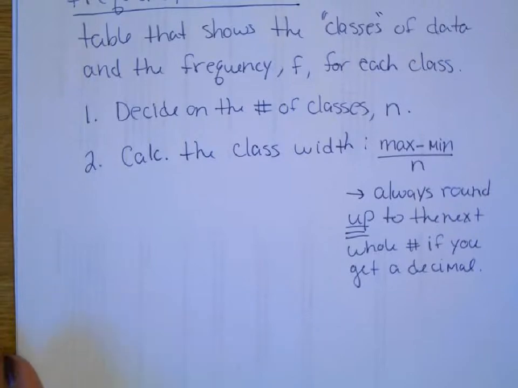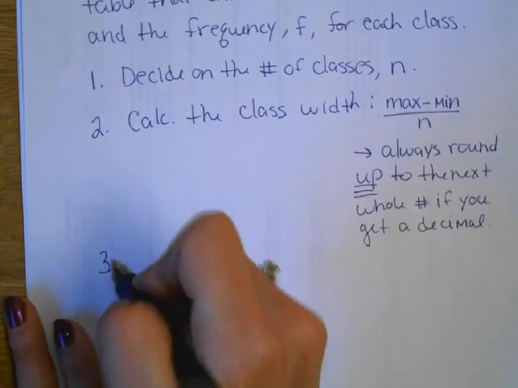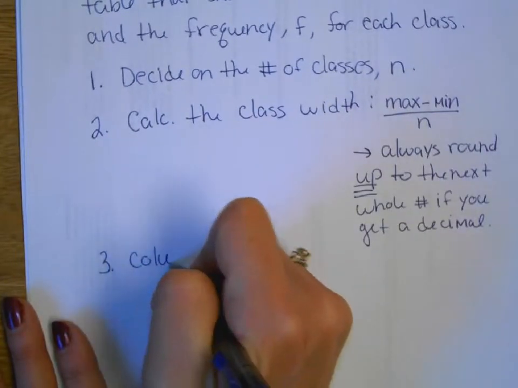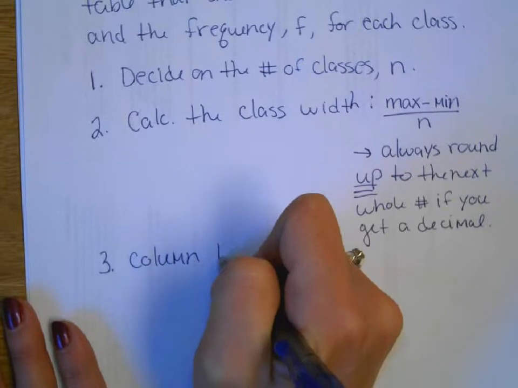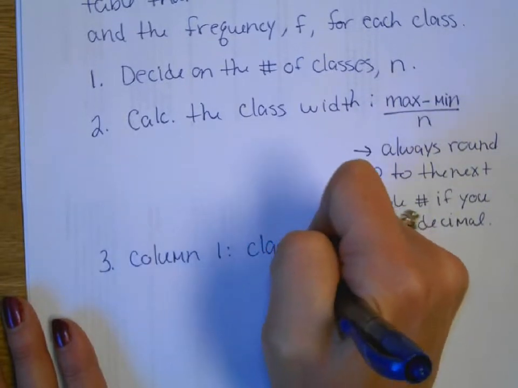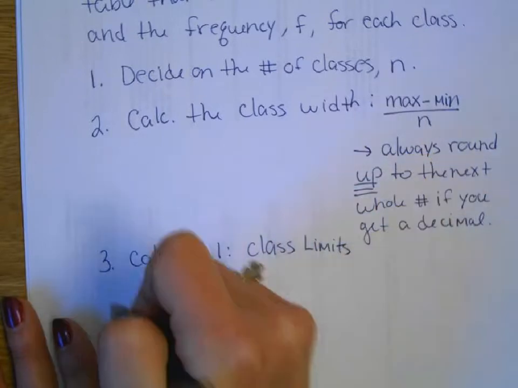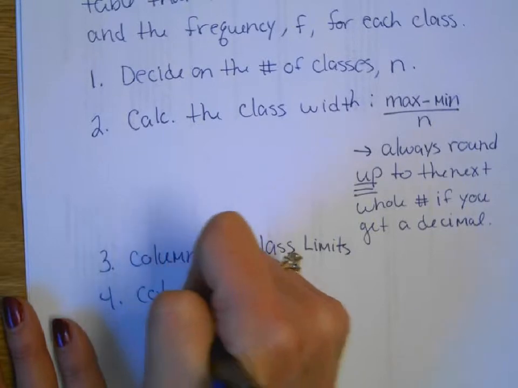After that, you make your 2-column table. Column 1 will be your class limits, and I'll show you those. And then column 2 is going to be the frequency.